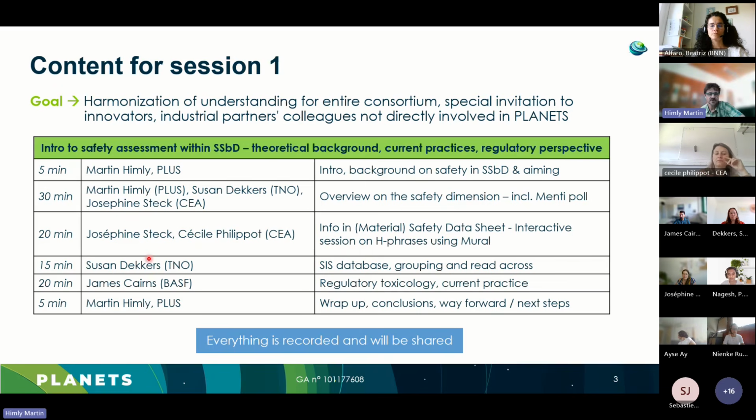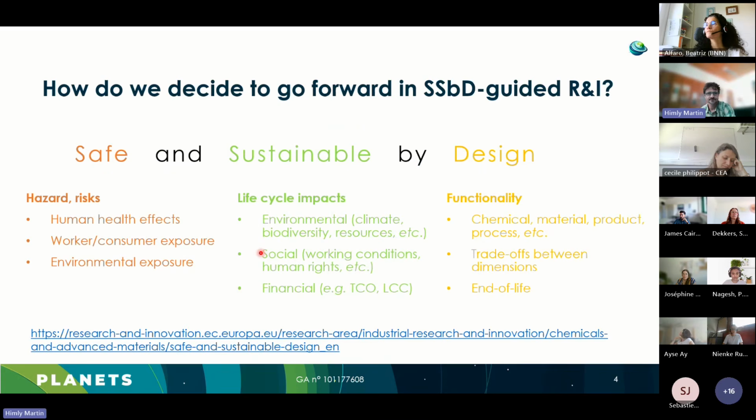And then James from BSF is going to be talking about regulatory toxicology and current practice in industry, how this is performed. And then we will wrap this up, and this will be just the first of a series of sessions. So we are starting from the basics, from the beginning. Of course, we are going to be developing this further into higher tier level assessment as they are needed. So next time, in a week from now, we're going to be talking about intermediate assessments at tier 2 level, relevant for SSbD from the safety dimension.